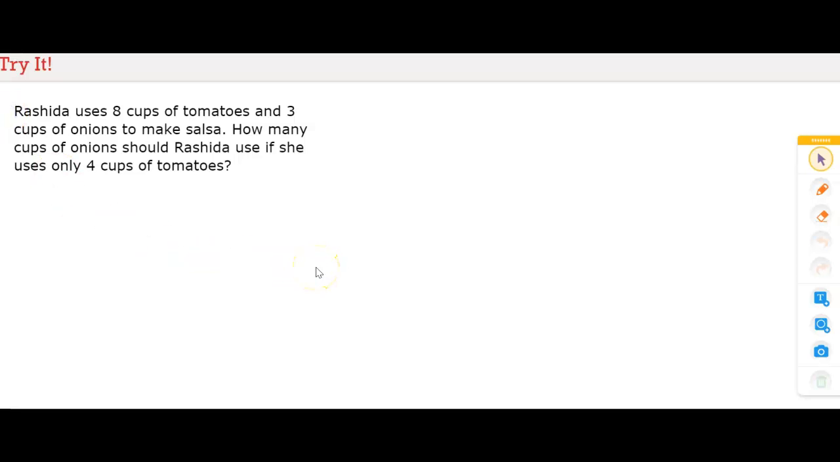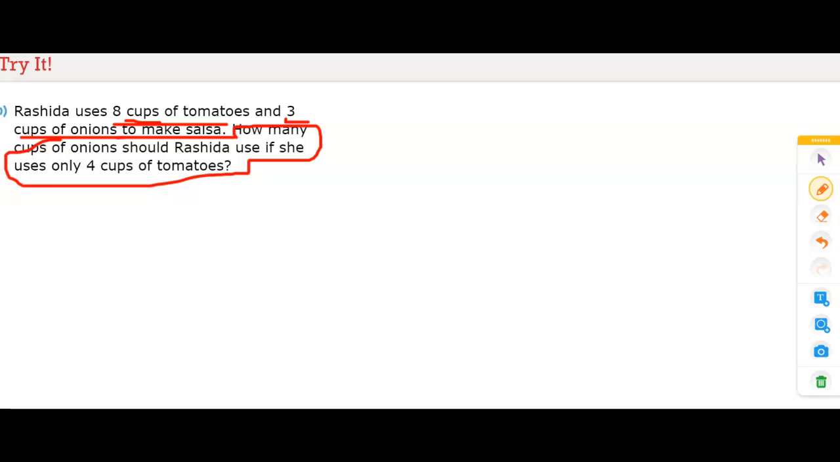Rashida uses 8 cups of tomatoes and 3 cups of onions to make salsa. How many cups of onions should Rashida use if she uses only 4 cups of tomatoes? We need to identify what Rashida is using. So we have the 8 cups of tomatoes and the 3 cups of onions to make the salsa. The question says how many cups of onions should she use if she only uses 4 cups of tomatoes.